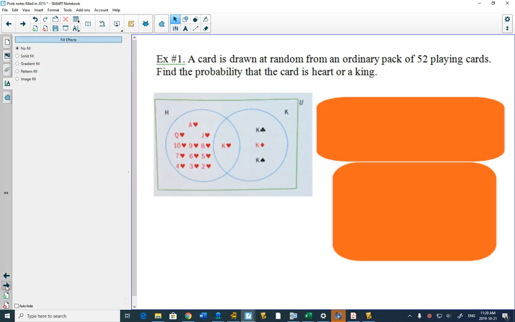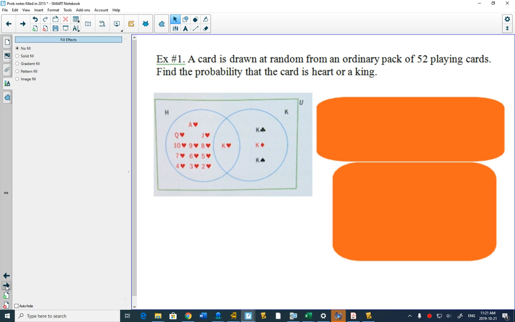Okay? A card is drawn at random from an ordinary pack of 52 playing cards. Find the probability that the card is a heart or a king. Most of you would probably just start to figure this out logically. How many hearts are there? 13. And we have to count the kings as well. But I've already counted one king in my 13, then I still have 3 more kings to go, so you'd probably logically just count it out to be 16.